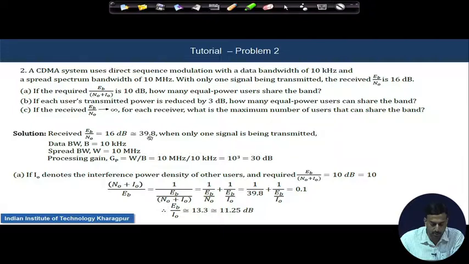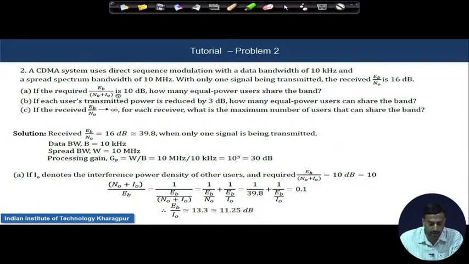So now we first take up the data which is given, and Eb by N naught with only one user without interference, convert it to a linear value. We have the bandwidth of the data specified as well as the spread spectrum bandwidth. So as we know, by definition the processing gain, which has been seen in a previous class and derived as well, is the ratio of the spread bandwidth to the data bandwidth. So that turns out to be 10 megahertz by 10 kilohertz, which is 30 dB.